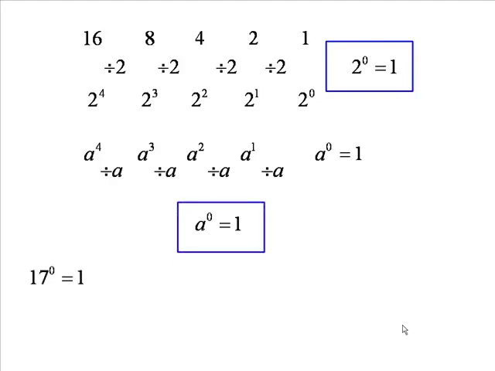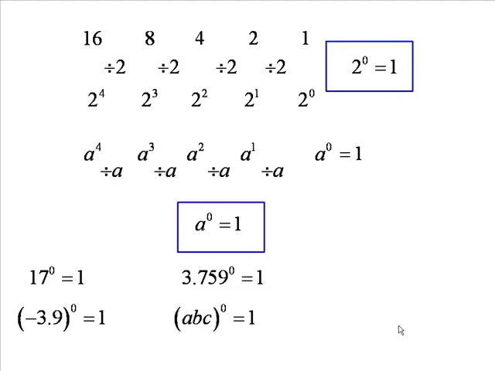Let's look at some examples. Any number to the power of 0 is 1. 17, that expression. Even if it's negative, it becomes positive 1 when you raise it to the power of 0. Even an algebraic expression, it doesn't matter what a, b, c are. Raising it to the power of 0 is 1. And it doesn't matter how complex the expression is. If you raise the whole thing to the power of 0, the answer is 1.